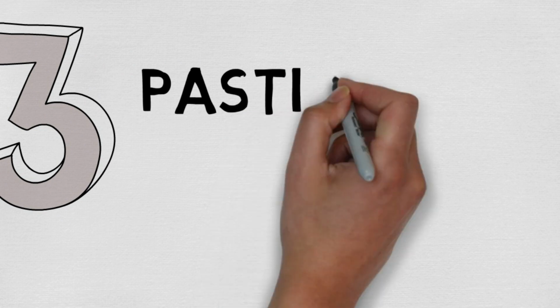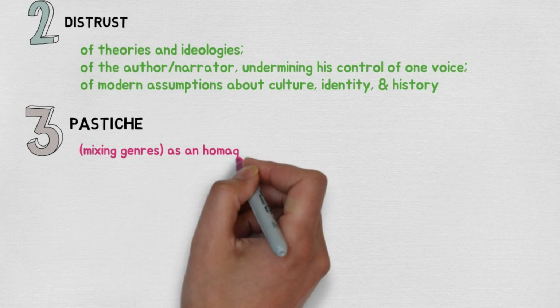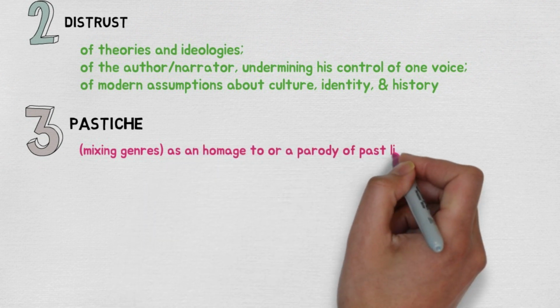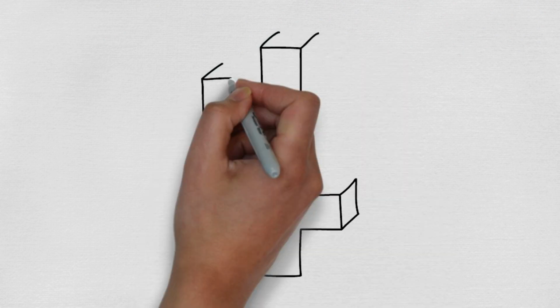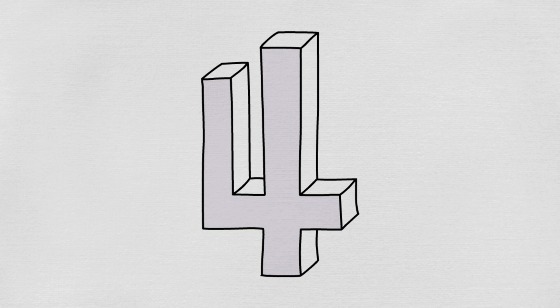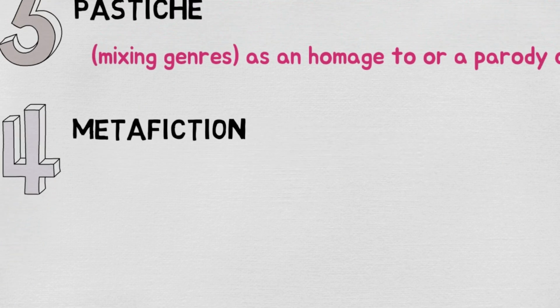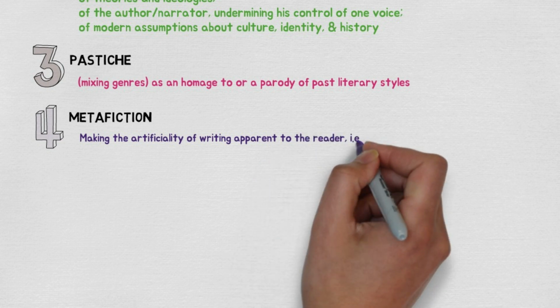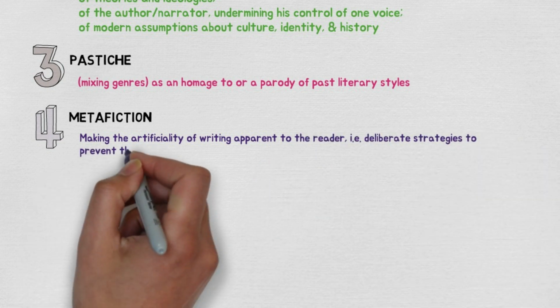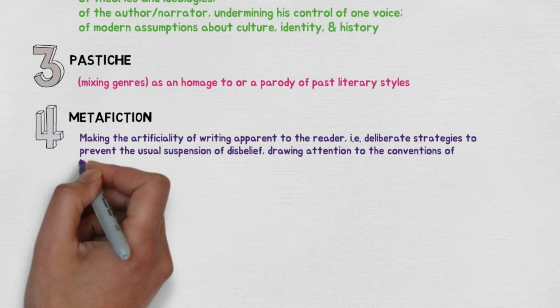The third element of postmodernism is pastiche. Pastiche is a mixing of genres as an homage to or a parody of past literary styles. The fourth element of postmodernism is metafiction. Metafiction is basically making the artificiality of writing apparent to the reader, that is, deliberate strategies to prevent the usual suspension of disbelief, drawing attention to the conventions of literature.